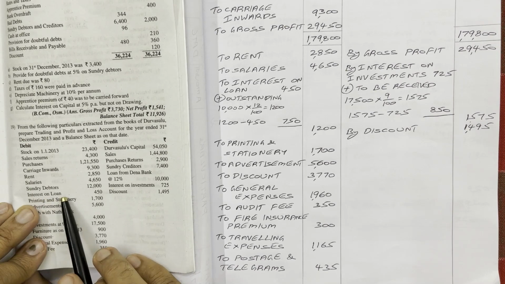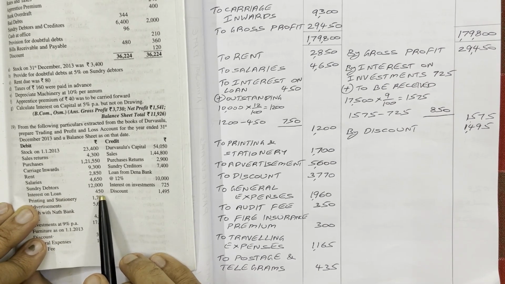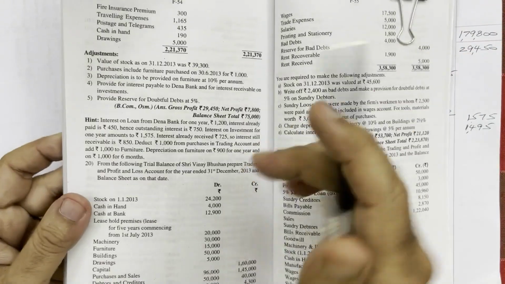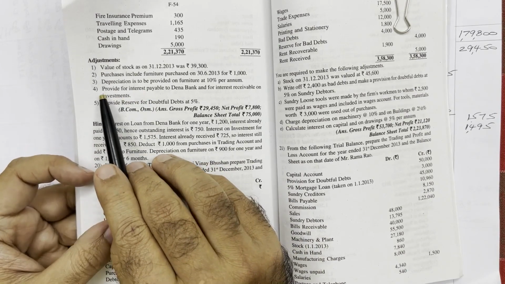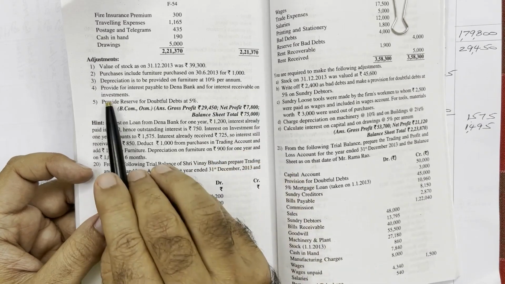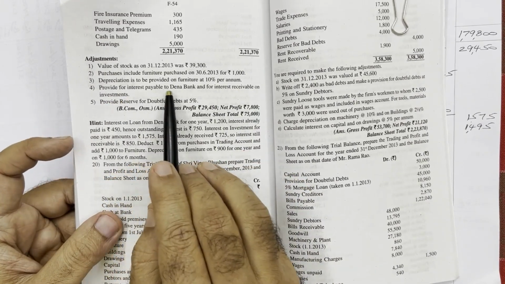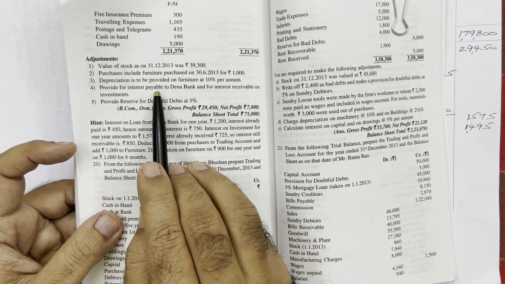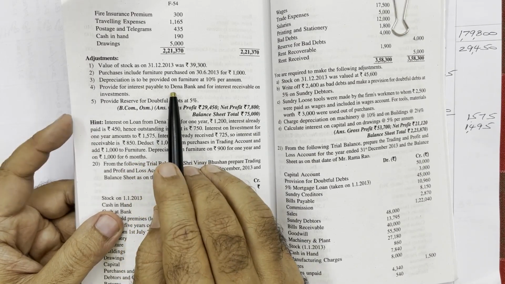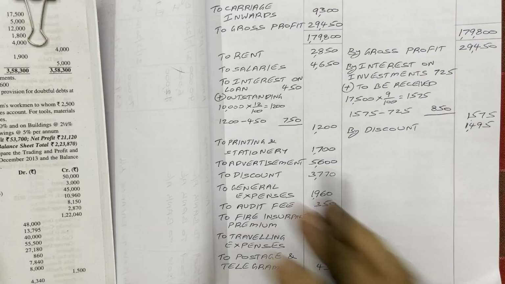But here interest on loan only 450 is given, meaning the remaining amount we have to pay. That only he is clearly giving in the adjustments also. See adjustment number 4. Provide for interest payable to Dena Bank and for interest receivable on investments. Means interest payable to Dena Bank we have to calculate separately, and if any outstanding is there, that amount also we have to show in the books. That is the meaning of this sentence. So interest on loan is expenditure to the firm, and there is no relation with manufacturing work. So this is indirect expenditure, profit and loss account debit side.